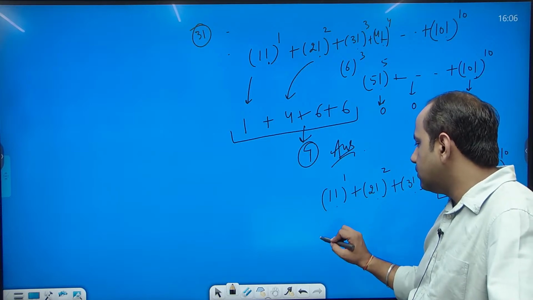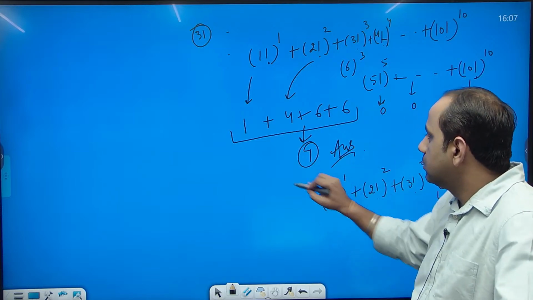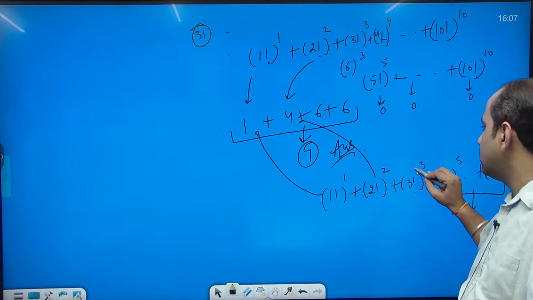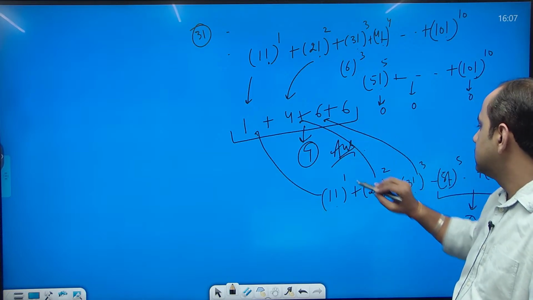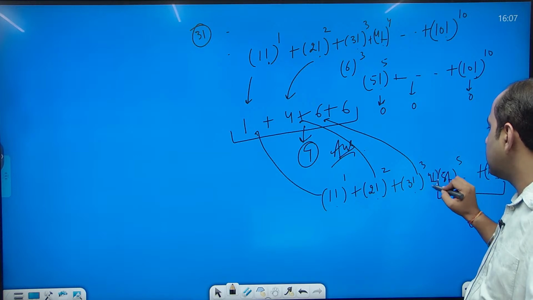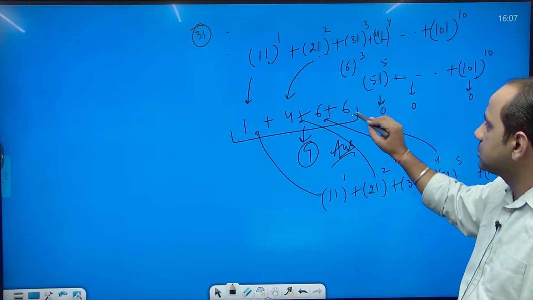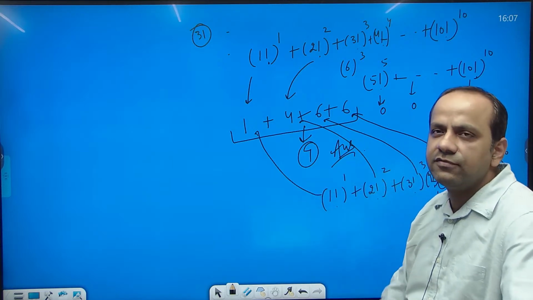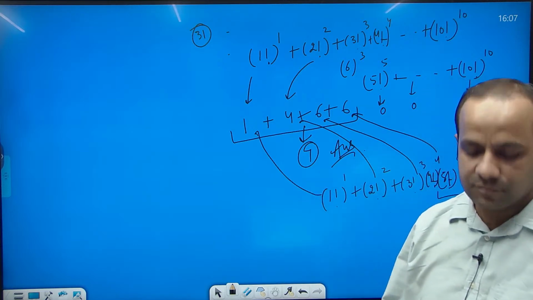So 1 factorial to the power 1 will give you 1. 2 factorial to the power 2 will give you 4. 3 factorial to the power 3 will give you 6. And 4 factorial to the power 4 will give you 6. The sum of these four is 17, so the unit digit will remain 7 only.